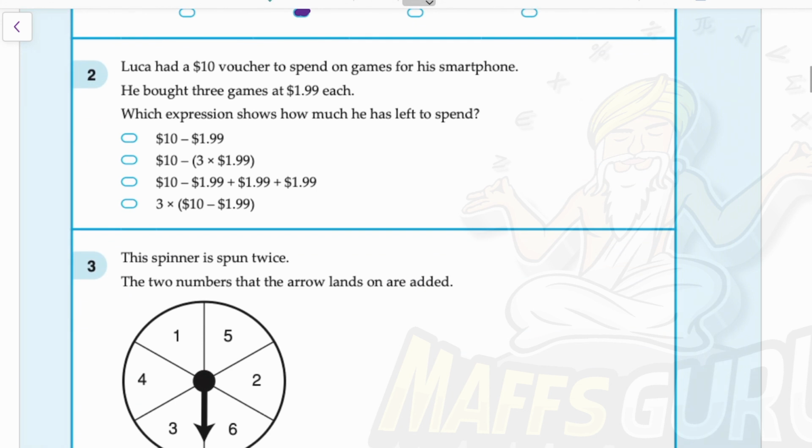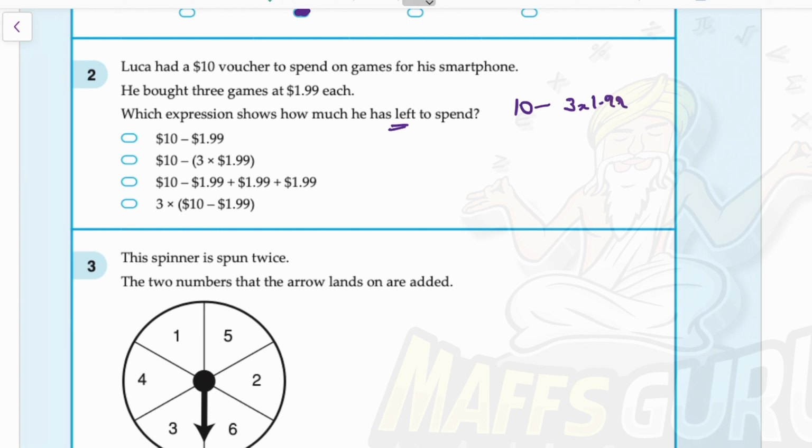Luca has a $10 voucher to spend on games for his smartphone. He bought 3 games at $1.99 each. Which expression shows how much money he has left to spend? So how much he's got over. So what does he say? He starts with 10 and he's bought 3 games at $1.99 each. So we're going to take away 3 times $1.99.